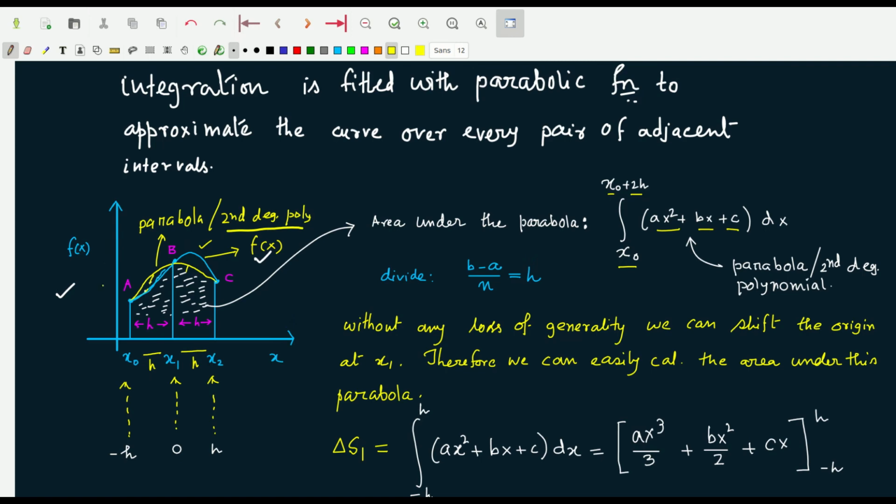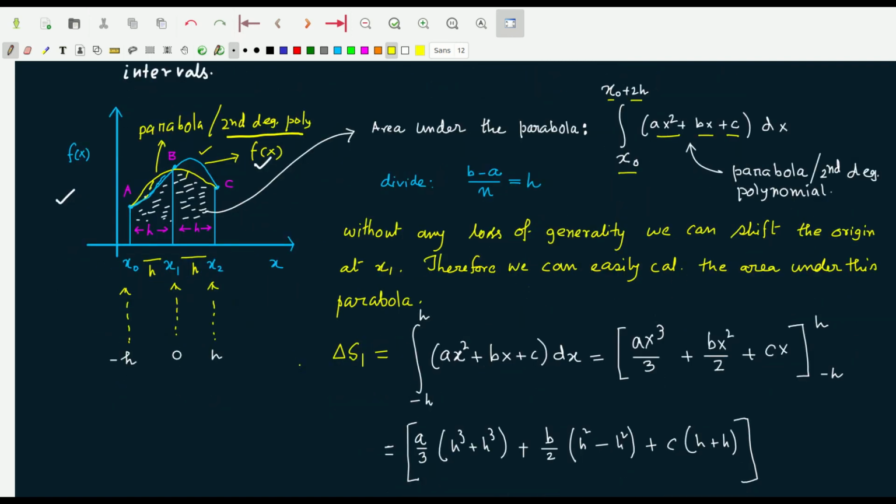Now we want to find out the area under this yellow line, and for the sake of simplicity, we transform these coordinates, shifting the origin. I shift the origin to the midpoint, that is 0, and the left side of the midpoint is minus h distance apart, and the right side is plus h. Without any loss of generality, we can shift the origin to x1, and therefore we can easily calculate the area under this parabola.